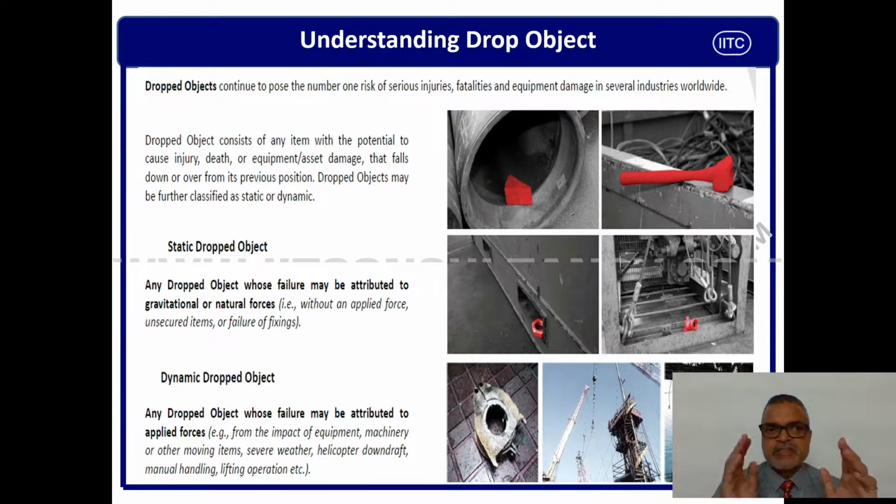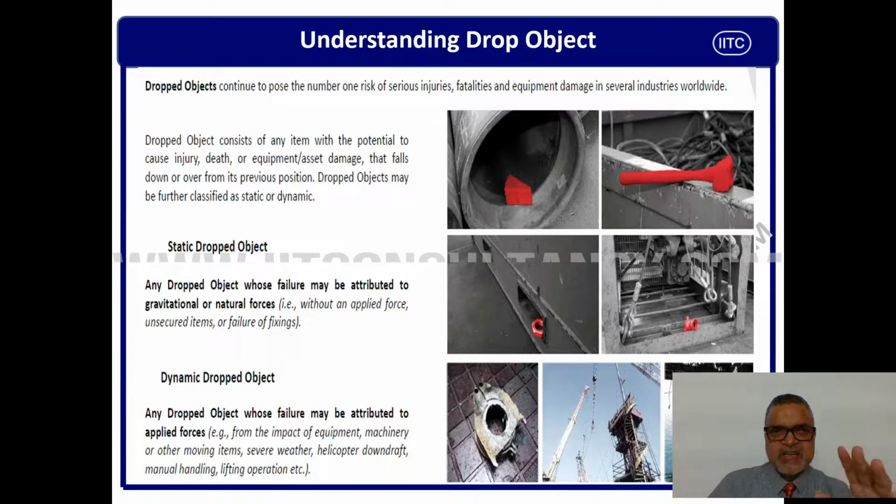In this slide, we will understand what a drop object is. Basically, drop objects create a lot of issues: risk of serious injuries, fatalities, as well as equipment damage in several industries worldwide. This is a common issue not only in India and the Middle East, but in every country where there is industry. It does not discriminate whether you are Indian, Arab, American or British. This can happen anywhere. A drop object is any item which has the potential to cause injury, death, equipment damage or asset damage which can fall from height from its original position.